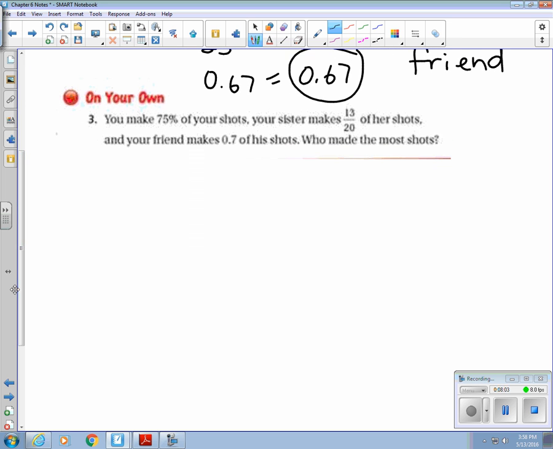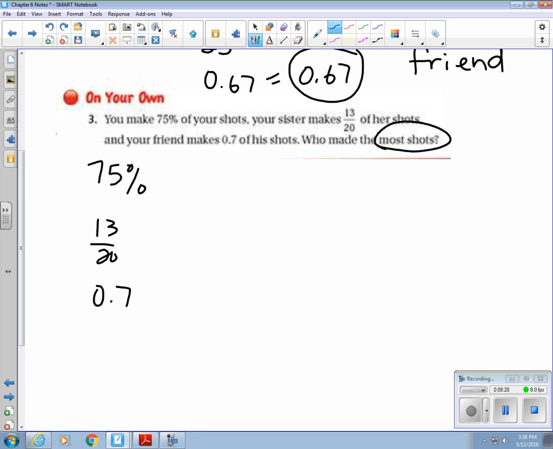Okay, here's another on your own problem. So go ahead, pause the video, take care of this problem, restart the video to check your solution. All right, so you make 75% of your shots. Your sister makes 13 out of 20 of her shots, and your friend makes 0.7 of his shots. Who made, this time we want the most shots.